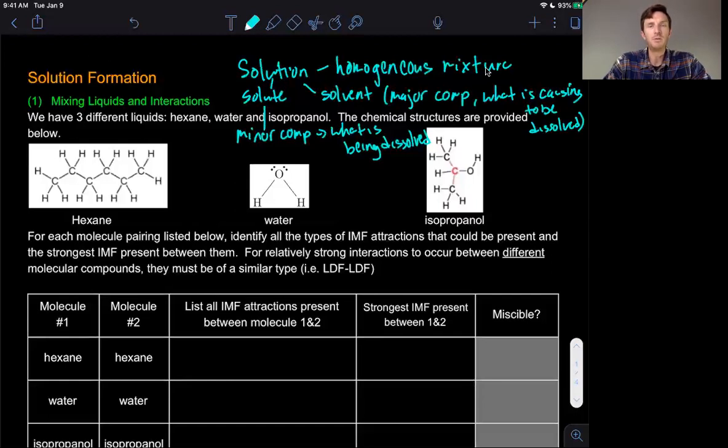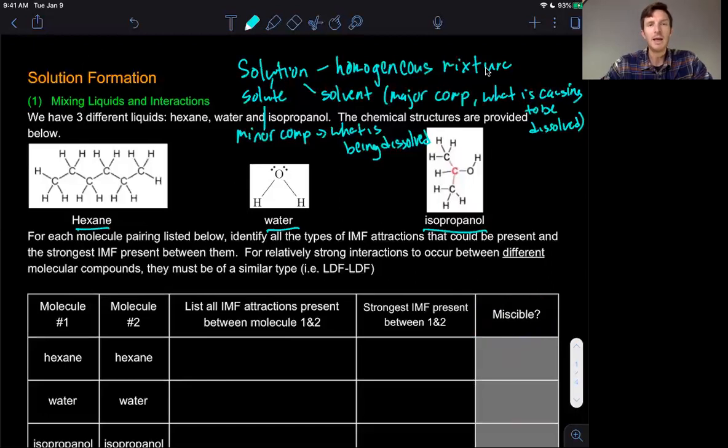So now again, we're making a solution. What happens to the molecules? How do they interact when we make a solution? We're going to do this by looking at three distinct molecules: hexane, water, and isopropanol. We're going to look at them individually as pure substances, and then connect to the idea of what happens when we mix these things together. How do those molecules interact? And whether or not they will be miscible, and what we mean by miscible.